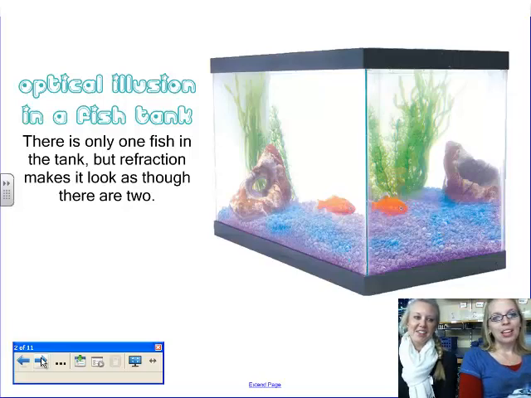Okay, so we're going to kind of see the science behind this friendship here, the fishy one. I'll see a doctor for mine.